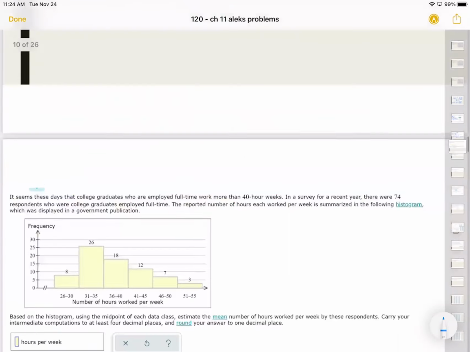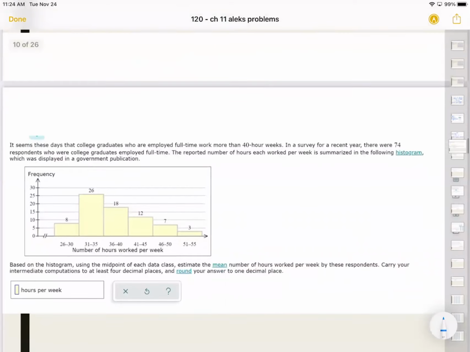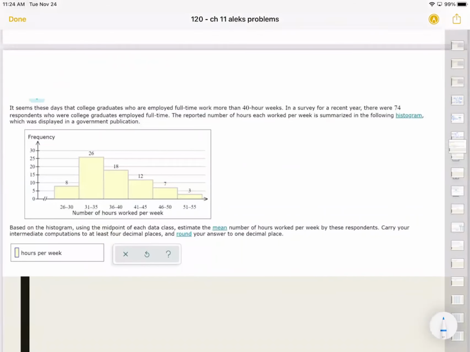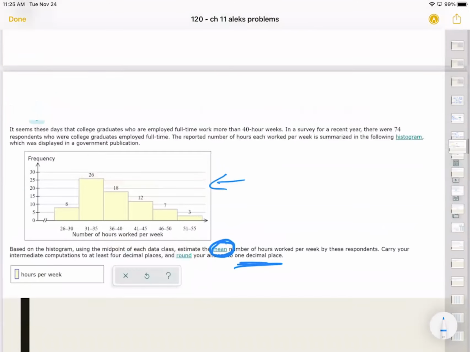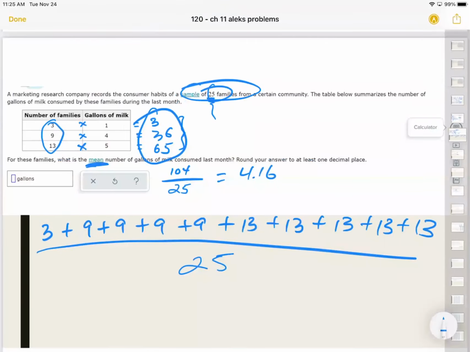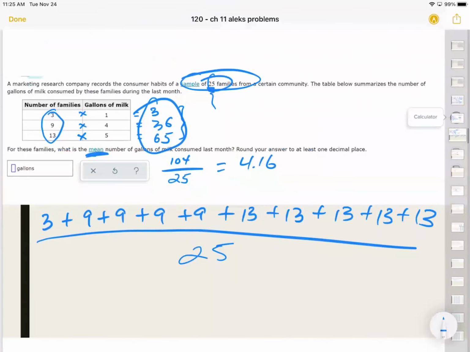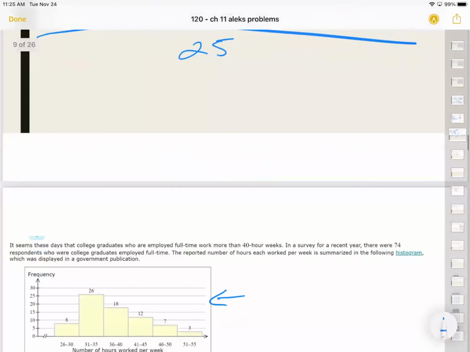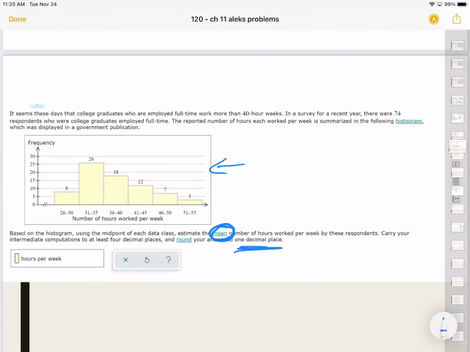So I think this here is where a lot of you guys have problems, right? They give you this histogram and they ask you to find the mean, and again, round your answer to 1 decimal place. Instead of giving you the individual data like we have up here, they give you the histogram and ask you to find the mean.